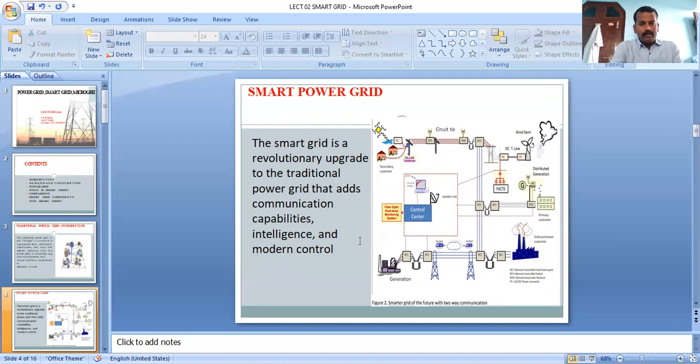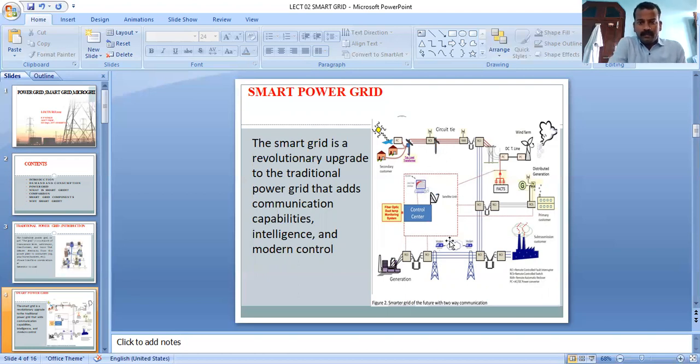Okay, this means the main important thing in a smart power grid is there are communication capabilities, there is intelligence in the components like smart meters, smart sensors, and there is more modern control. We can say that when three things are added, communication capabilities, intelligence, and modern control, to the traditional grid, it becomes smart, right?